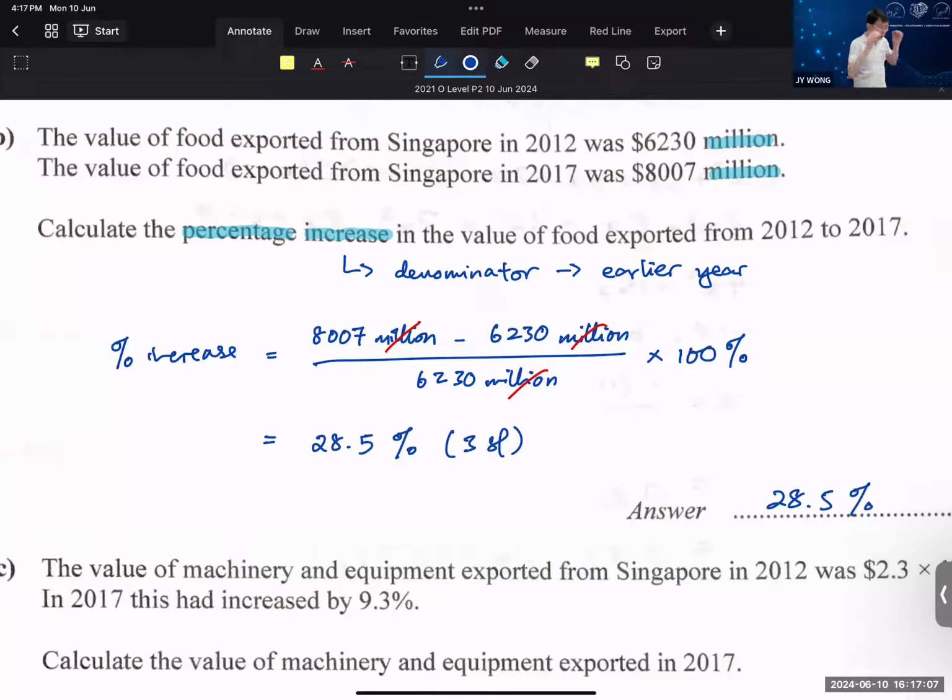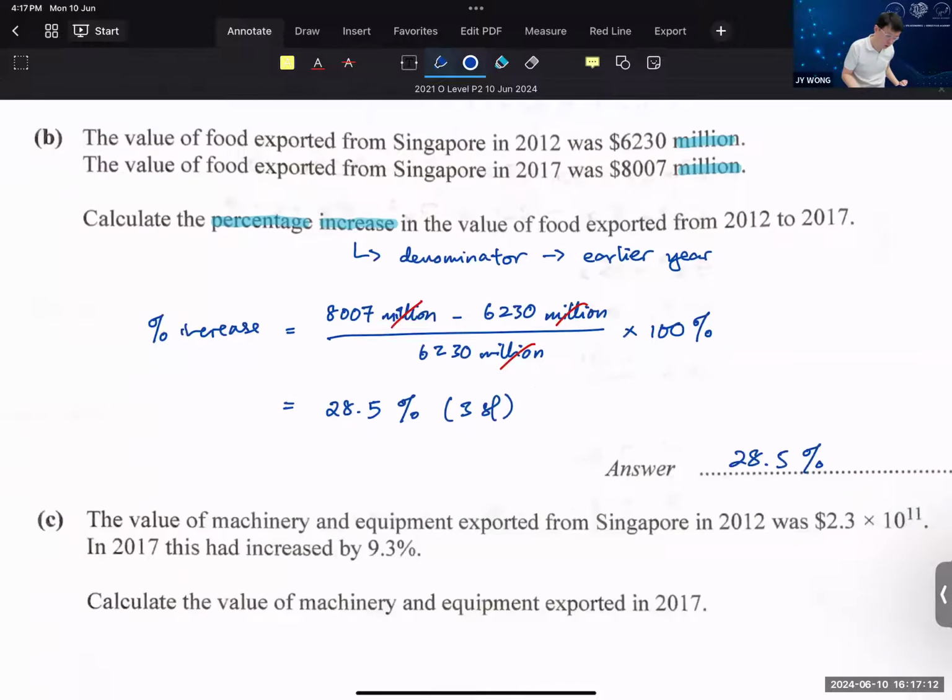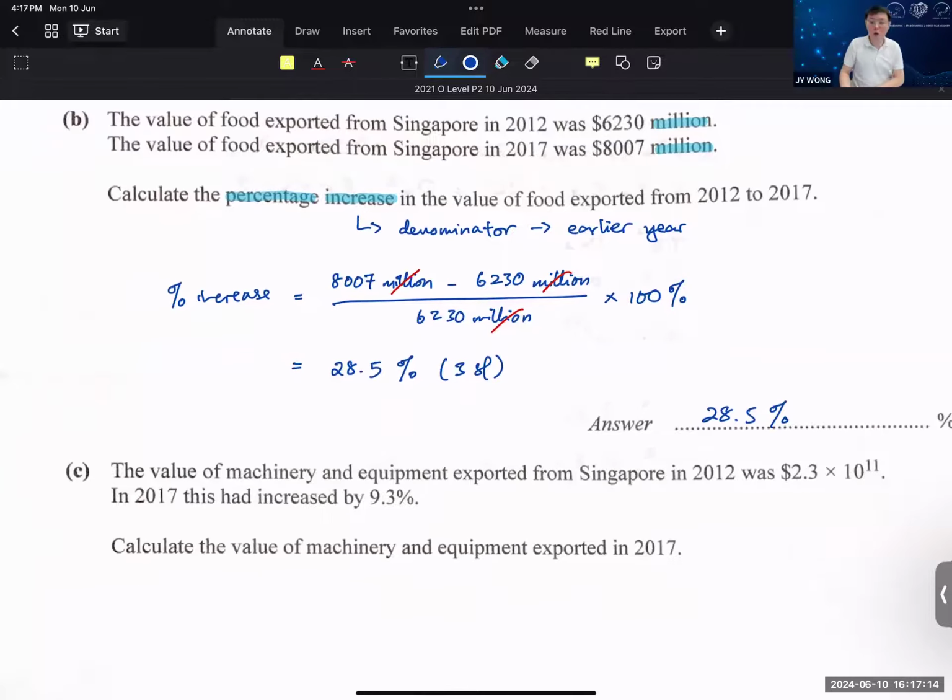Then students will ask, well, if you leave the answer as a fraction, it's fine. In case you leave it as a fraction, it must be a mixed number. Cannot be improper fraction. Okay, I wrote the percentage sign.